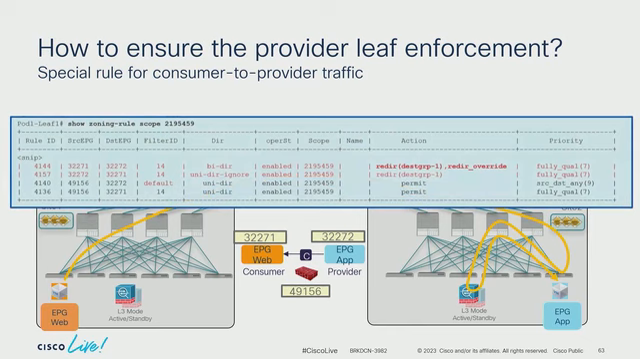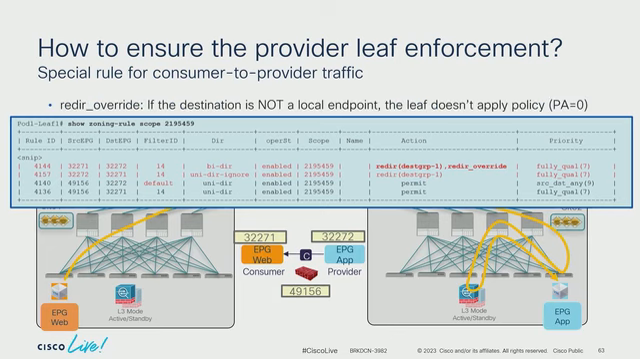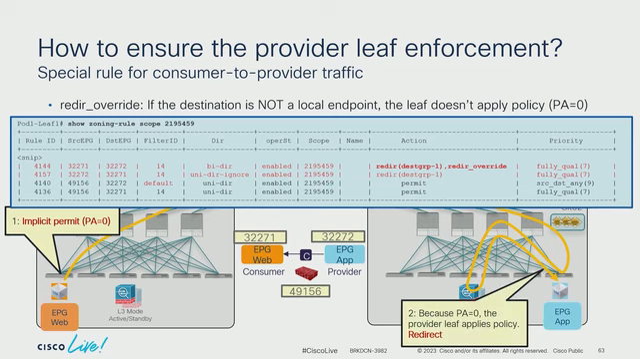So let's say we have these class IDs. As you can see, for consumer to provider and provider to consumer, we have redirect actions. But for consumer to provider, we have a new action, redirect override. So this is a new behavior. What it does is, if the destination endpoint is not a local endpoint, that leaf doesn't apply policy. It means, imagine you are the ingress leaf, the consumer leaf, where the endpoint is connected for web. Even if the ingress leaf can resolve the destination class ID, the destination endpoint is not local to this consumer leaf. So policy is not applied, the policy applied bit is set to 0, and then the destination provider leaf can apply policy. This is how we ensure the provider leaf always applies policy, even if the consumer leaf can resolve the destination.